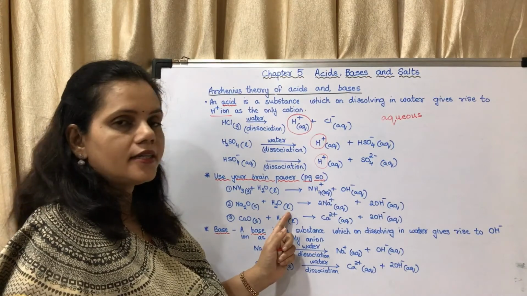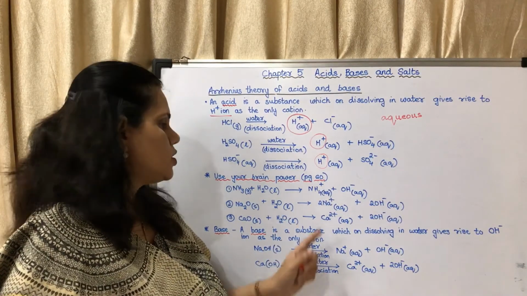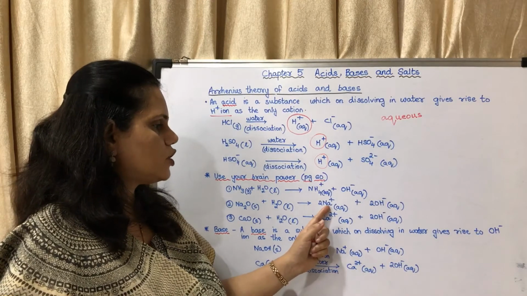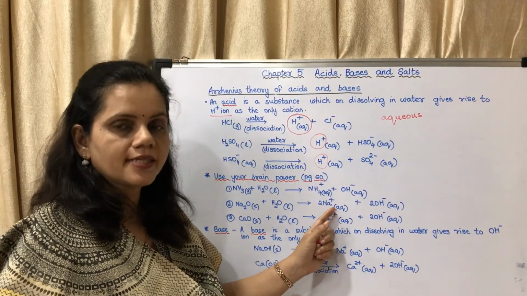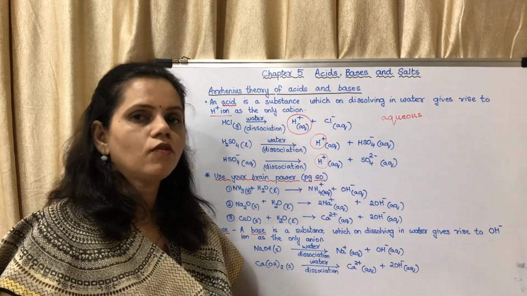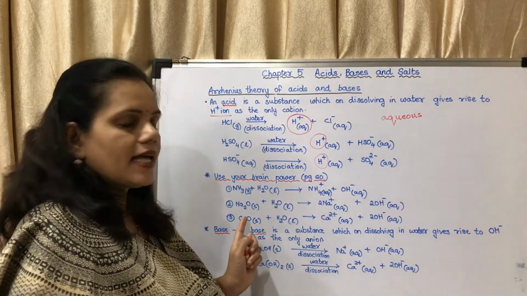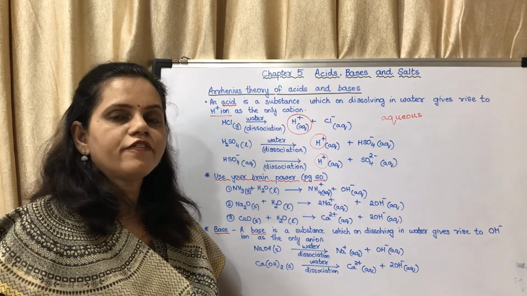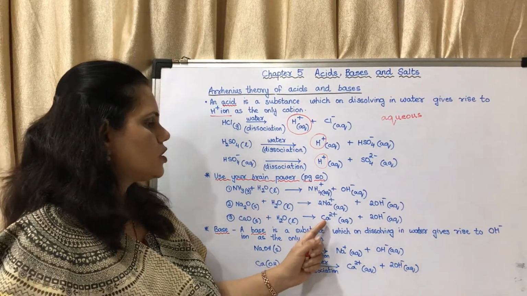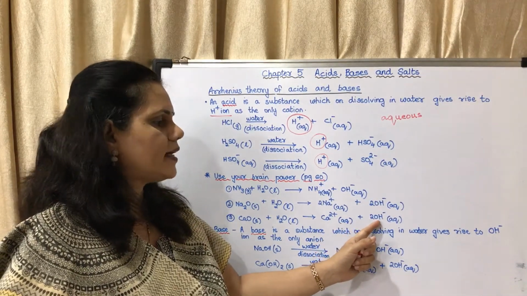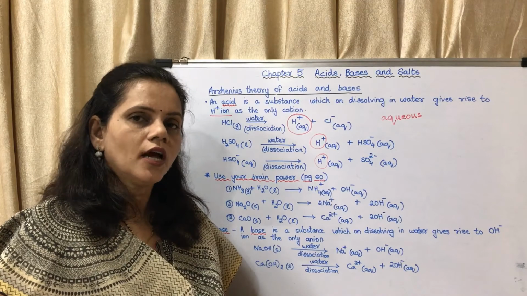Okay, next is sodium oxide, which is a solid. When you dissolve it in water, it will form sodium hydroxide and it will form ions, that is sodium plus ion, which is aqueous, and OH minus ions, also in water. Third one, calcium oxide. When you react it with water, it forms calcium hydroxide. So calcium 2 plus ions, which are aqueous, and 2 OH minus ions, that are also aqueous.